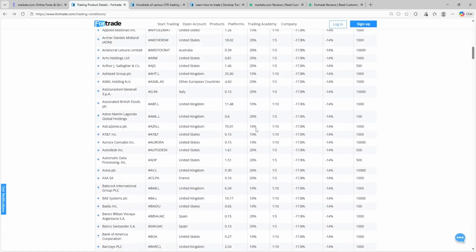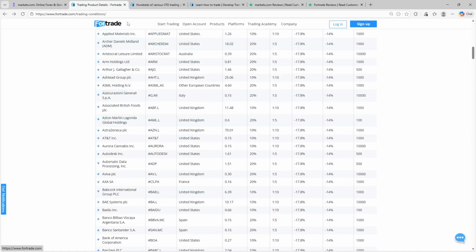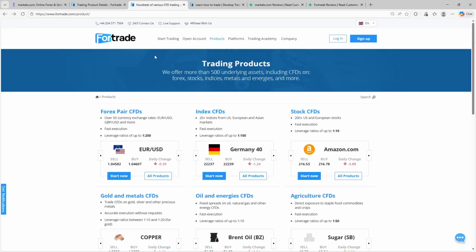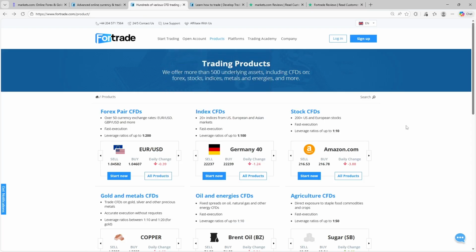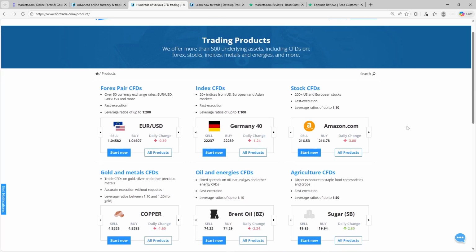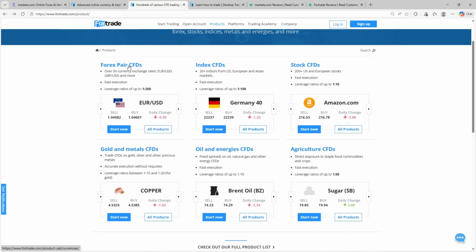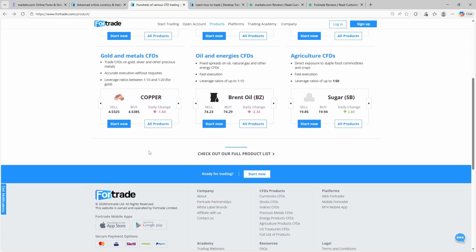From a feature standpoint, Fortrade emphasizes reliability and simplicity. The platform supports MetaTrader 4 alongside its proprietary web-based trading platform, enabling traders to access markets across desktop, tablet, and mobile devices. Charting tools are straightforward, execution is stable, and order handling is designed to be smooth even during high-impact news events. The focus is less on advanced customization and more on consistent trade execution and ease of use.